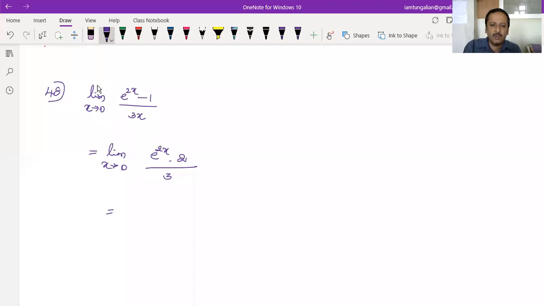e to the power 0 is 1. 1 into 2 is 2. 2 divided by 3. So 2 by 3 is the answer.